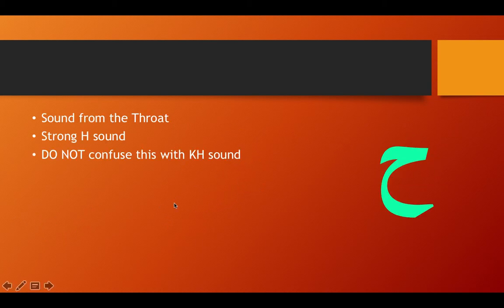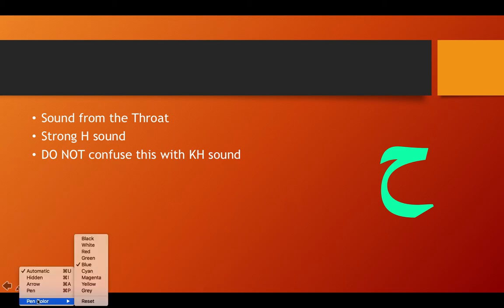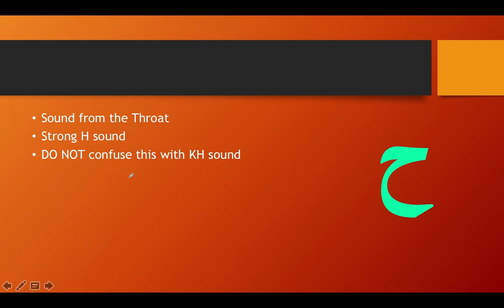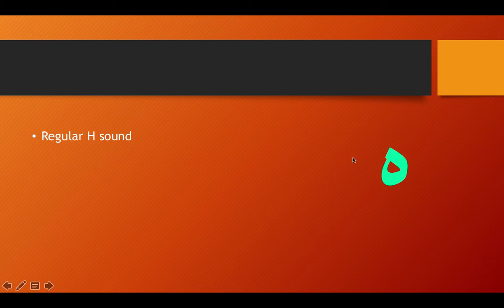The next letter is the letter ha. Again, I'm going to say it one more time. You're not going to say ha as in hello. It is a throat sound, a strong H sound. Do not confuse this with the kh sound from the letter kha. The next letter we already covered, which is the simple letter ha, saying the H sound as in hello. That one's pretty straightforward.